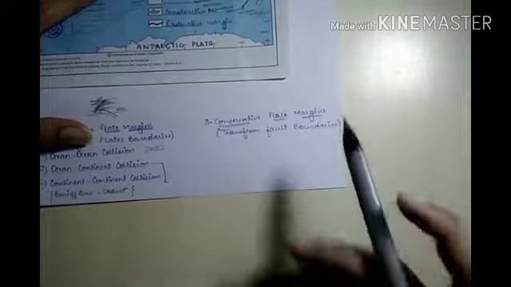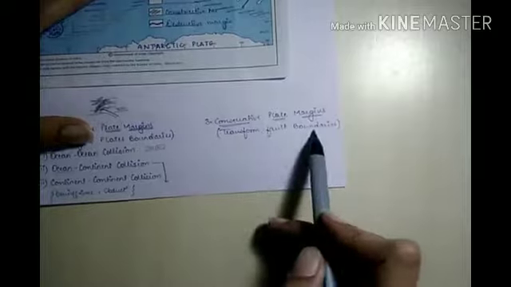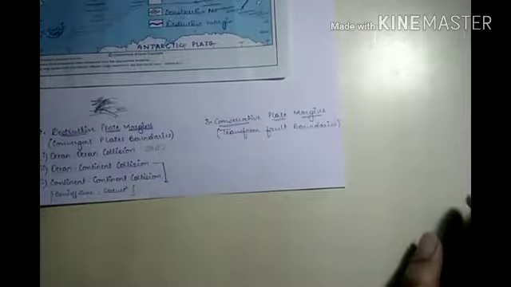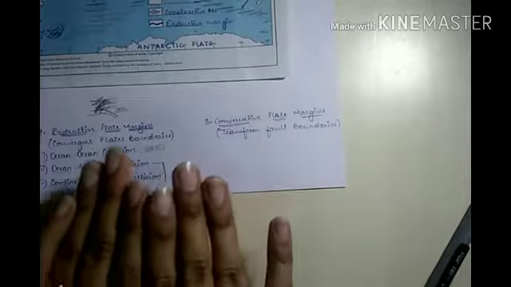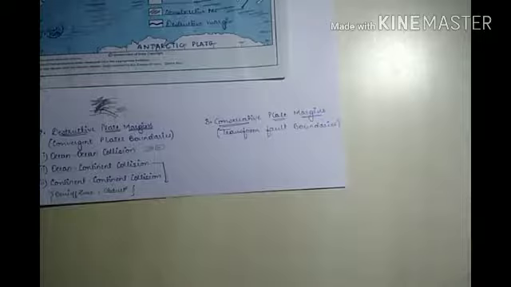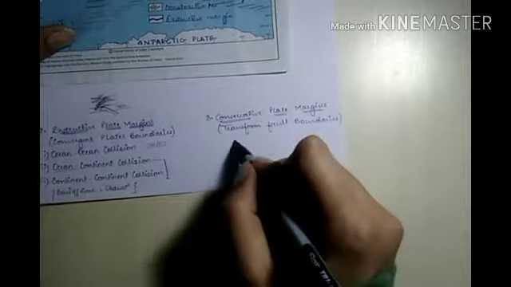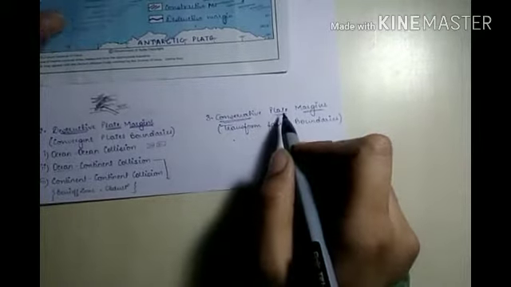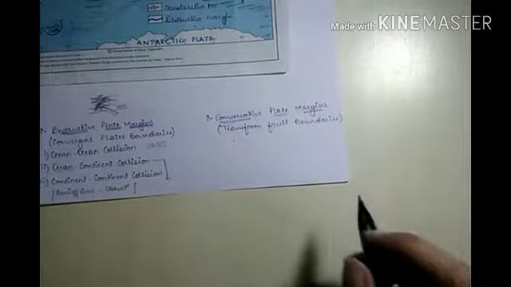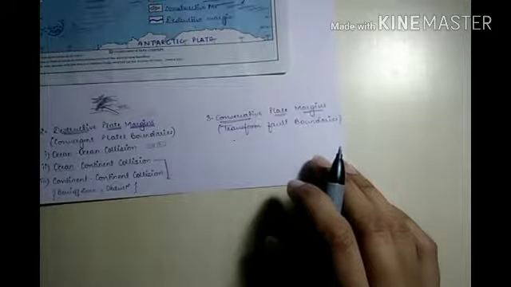Now next is conservative plate margin. Conservative plate margins are also known as transform fault boundaries. Okay, this we have done in faults also. In this what happens is there are two plates and they slide past each other, and because of this mild earthquakes occur. Okay, so these are conservative plate boundaries. Now, as we have done plate margins, we will study about seafloor spreading.